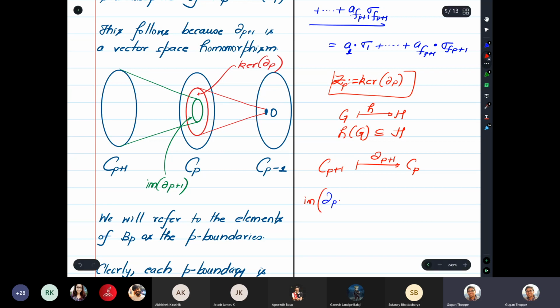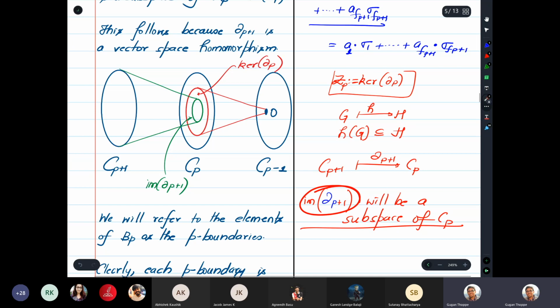So the image of ∂_{p+1}, right, this will be a subspace of C_p. What does this mean? This means that this image of ∂_{p+1} is a vector space in itself, right? It's a vector space and it is a subset of C_p. Okay, so this you can prove in the same way you proved your assignment exercise.